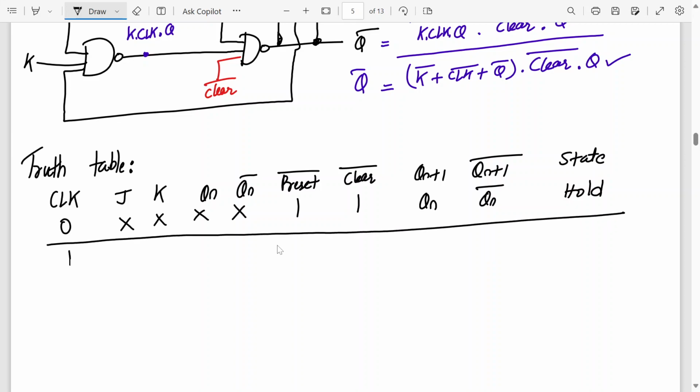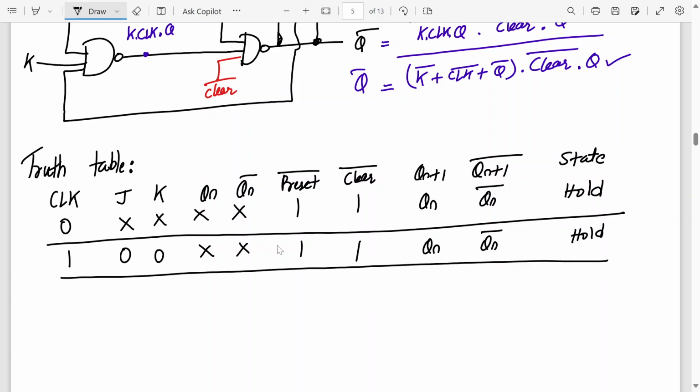Next we will go for 1. So if clock is 1 and J and K are 0 0, let's say the previous state we don't care, this is inactive, so it will still continue to hold the previous state. Why? Because 0 0 is there. Then we have gone to 1 1, and here the state is 0 1 0 1. Let's say the previous state is 0 1 and now the next state has become 1 0.